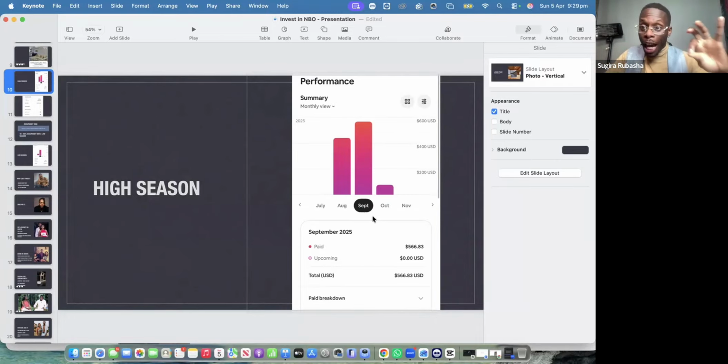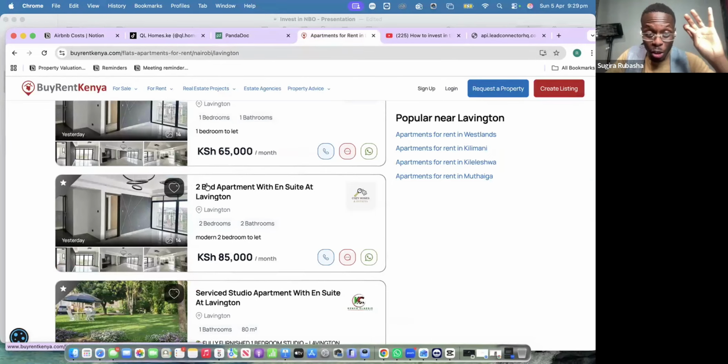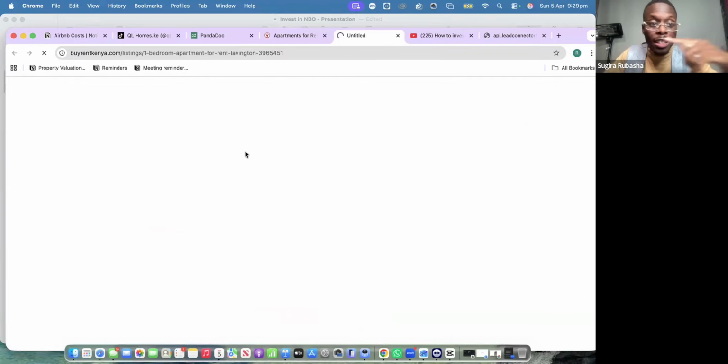So for short-term cash flow, guys, what's the play? You can go get an unfurnished apartment. Look at this, a 2-bedroom, even a 2-bedroom, and there's so much more to show you. 2-bedroom apartment, 85,000. A 1-bedroom, exactly like what we did, is even cheaper than my place. I'm just showing you an example. I'm just clicking on random listings, guys.